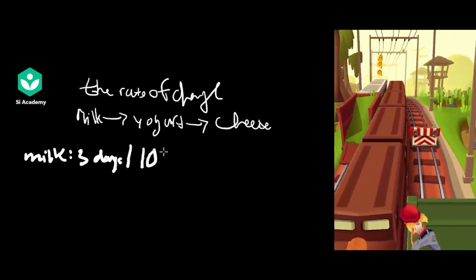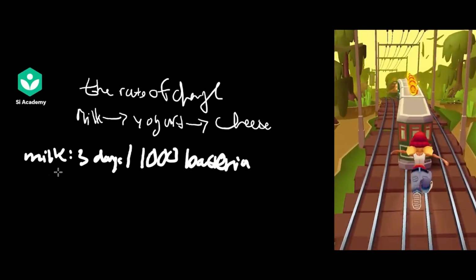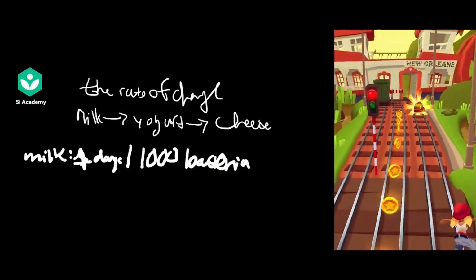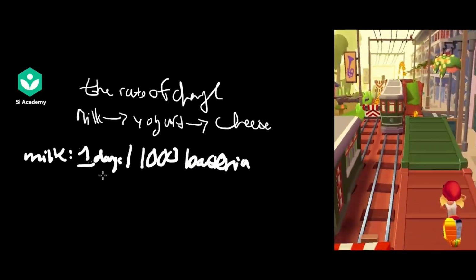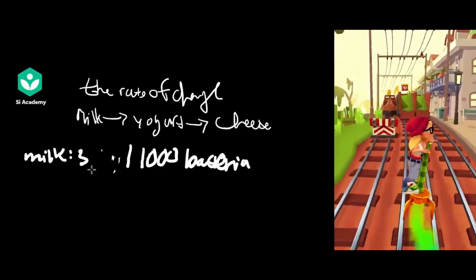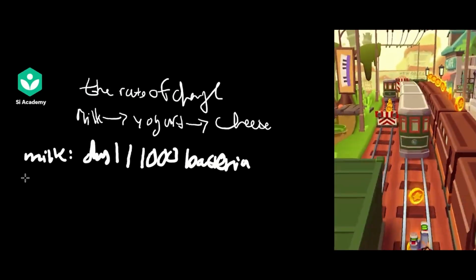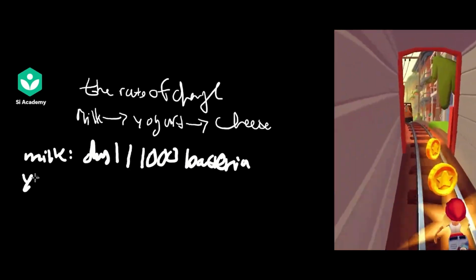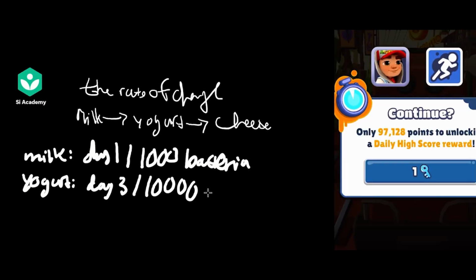Alright, so let's say that we have like 1,000 bacteria. Now let's start day one. Day one. This looks disgusting. Alright, so day one we have 1,000 bacteria, and it stays the same as milk. But then just keep going with yogurt as day 3. There are 10,000 bacteria.